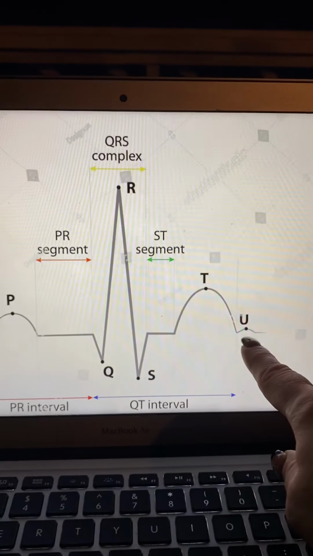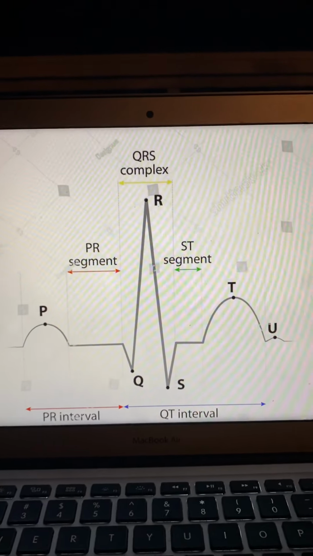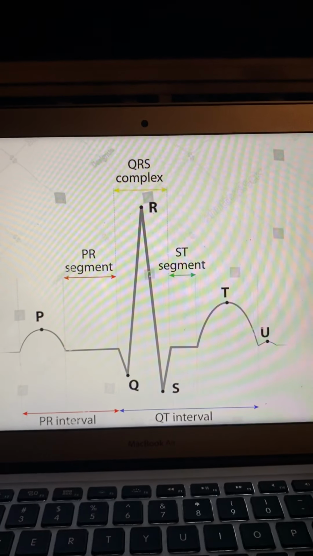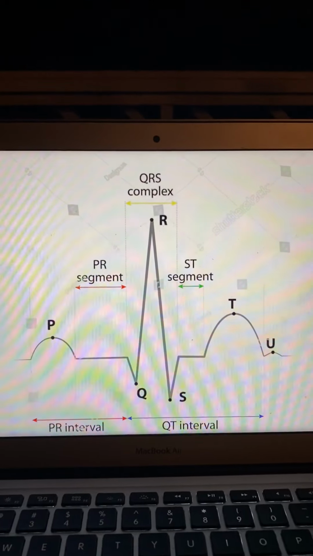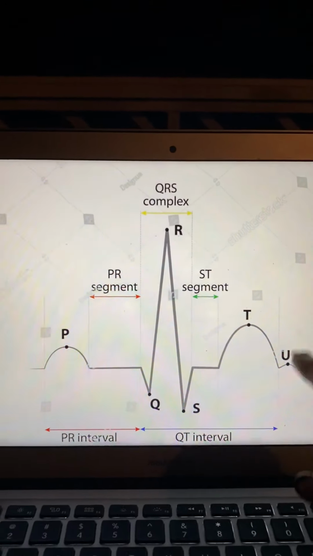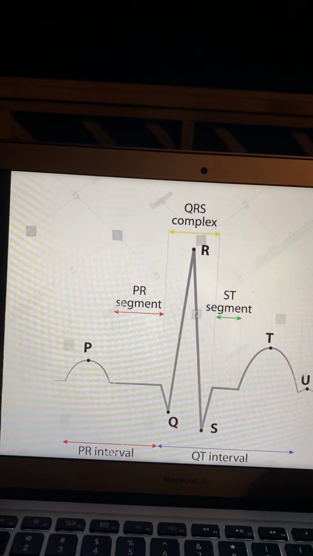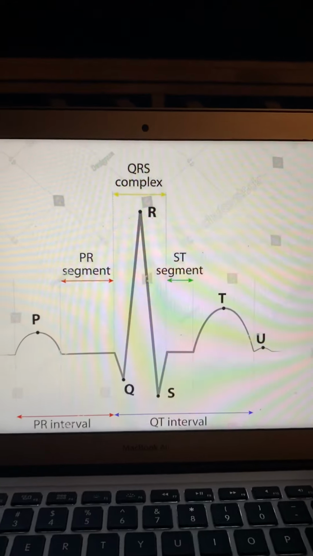Right here, that's just a U wave. Not many patients have it unless you have hypokalemia. So if you have a potassium level less than 3.5, sometimes you're going to see that your patient has a U wave. Not to be confused with the start of another electrical cycle. That U wave won't be as prominent as a P wave.